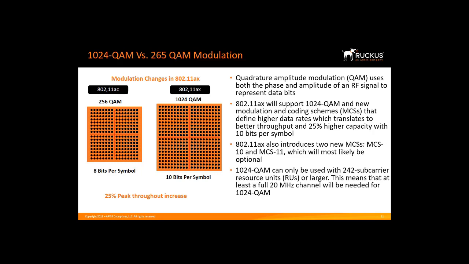1024 QAM can only be used with 242 subcarrier resource units, or RUs, or larger. This means that at least a full 20 MHz channel will be needed for 1024 QAM.